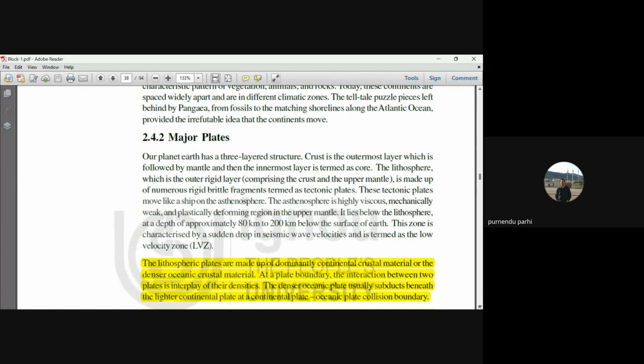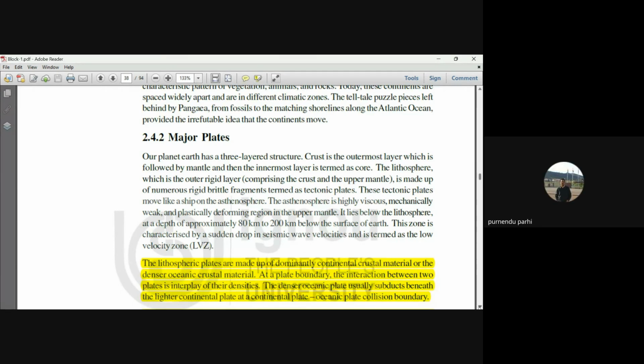The asthenosphere is a highly viscous, mechanically weak, and plastically deforming region in the upper mantle. It lies below the lithosphere at a depth of approximately 80 to 200 km below the surface of Earth. The zone is characterized by a sudden drop of seismic wave velocity and is termed the low velocity zone.